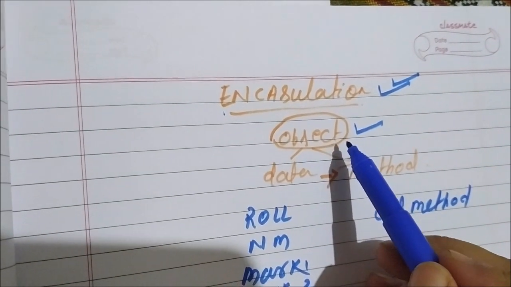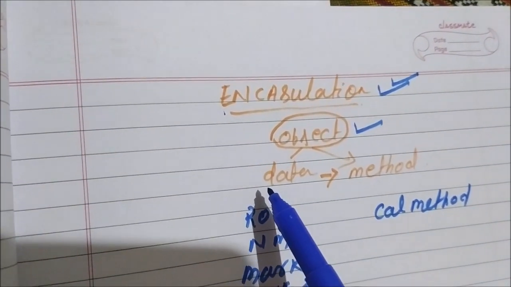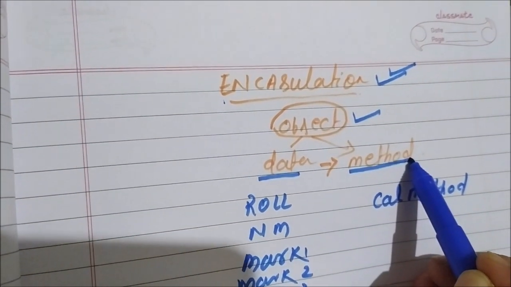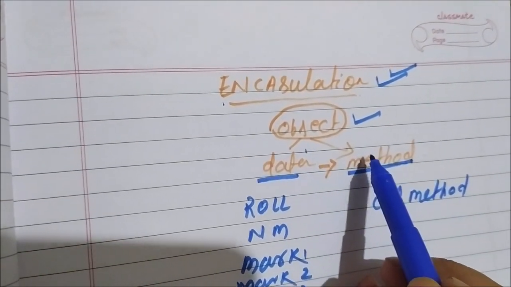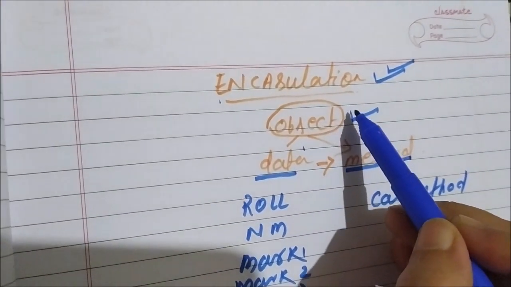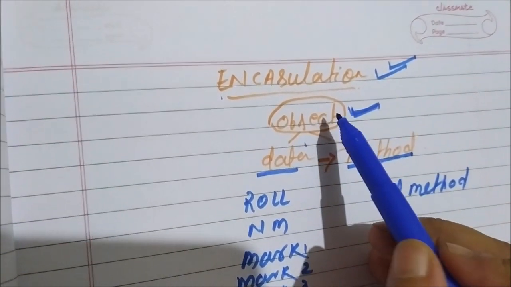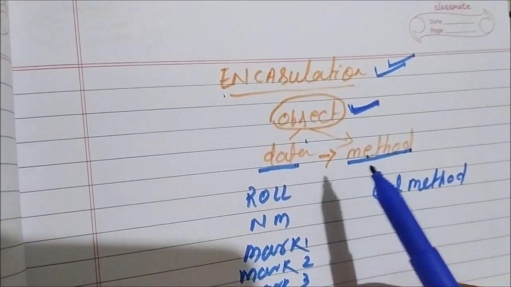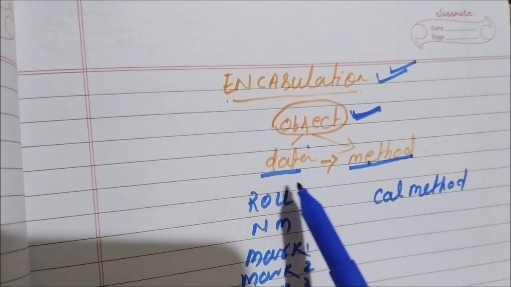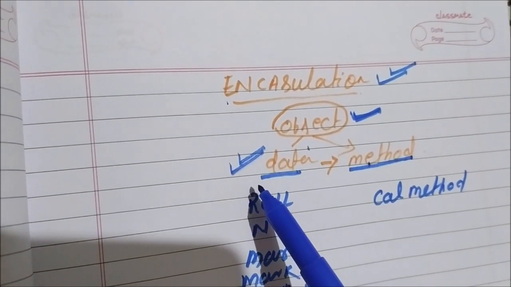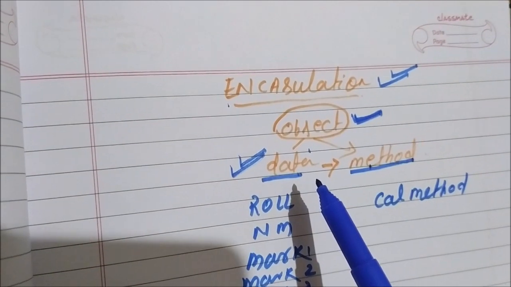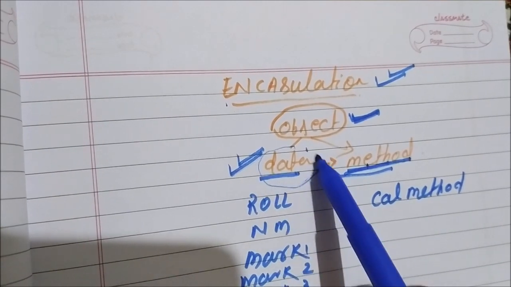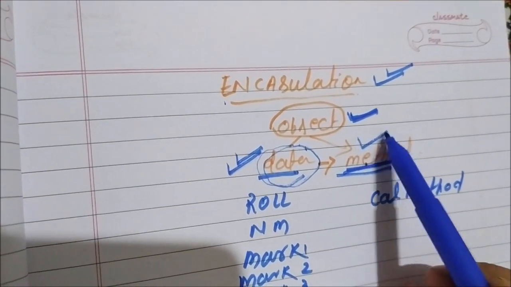An object has two things: the state or the data, and the behavior, that is nothing but the method. The combination of data and method makes an object. So an object has existence due to data and method. Another thing: we have to access and manipulate the data of any object by using its methods or functions. So to access or manipulate the data, we need a method.